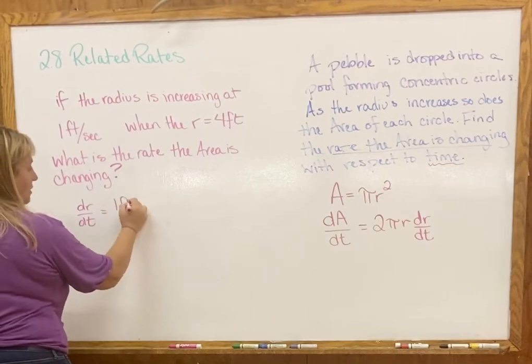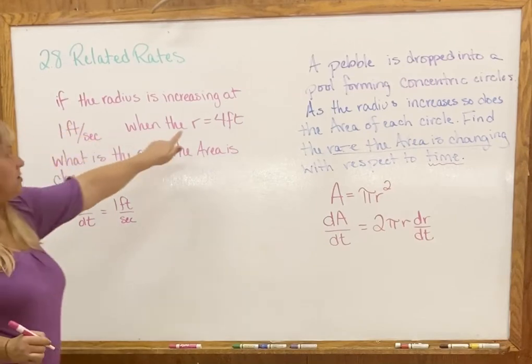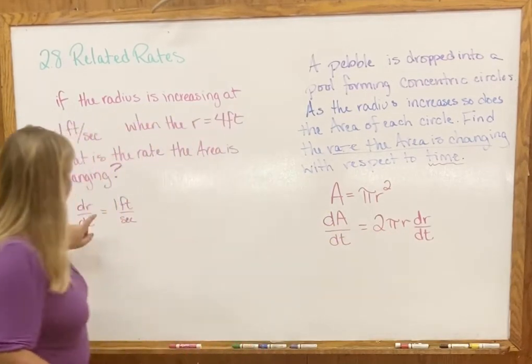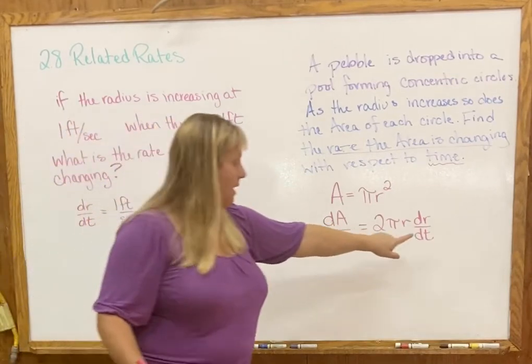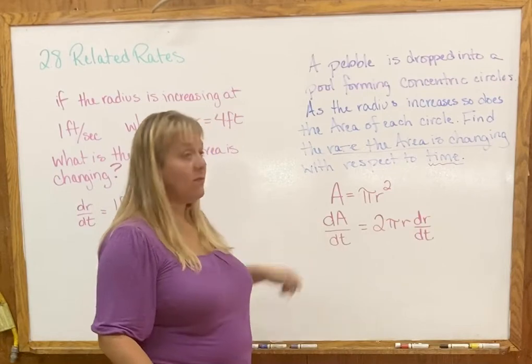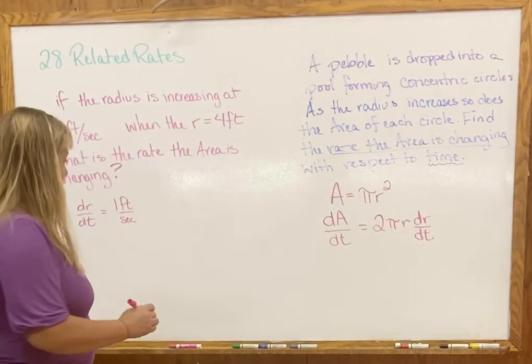1 foot per second. And r is given as 4. So they've actually given us dr/dt, and they've given us r. Now with those two pieces of information, can we figure out what dA/dt is? Okay, so we're just going to plug right in.